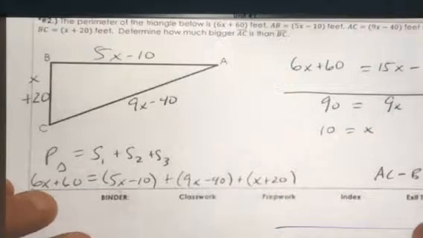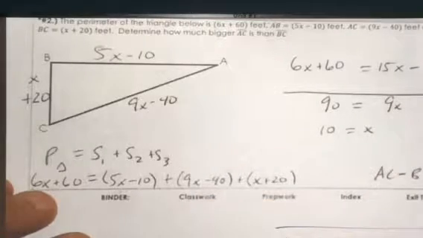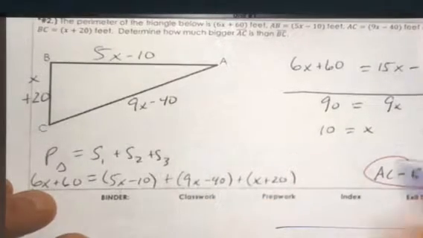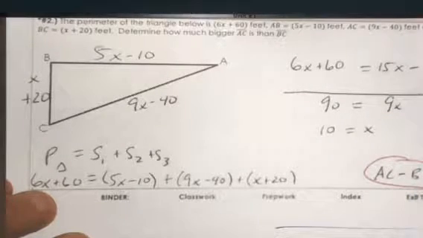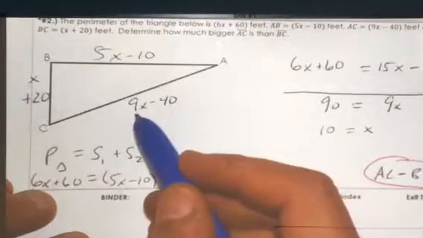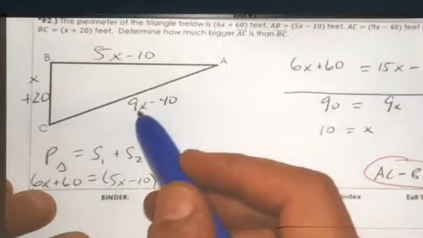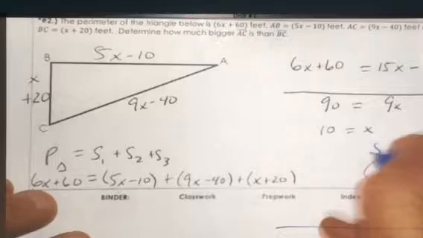And some students will say that the answer is 10. That's why we wrote down ahead of time that we're not looking for x, we're looking for the difference between AC and BC. So let's find AC. AC is 9x minus 40. 9 times 10 is 90. 90 minus 40 is 50. So my AC is 50.